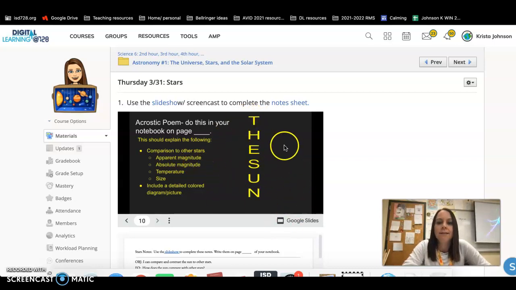Okay, the substitute will have an example if you get really stuck, but I would like you to try to do this on your own. Okay, you also should have a detailed or colored picture, a diagram that goes along with that. And so that is on page 31 of your notebook.